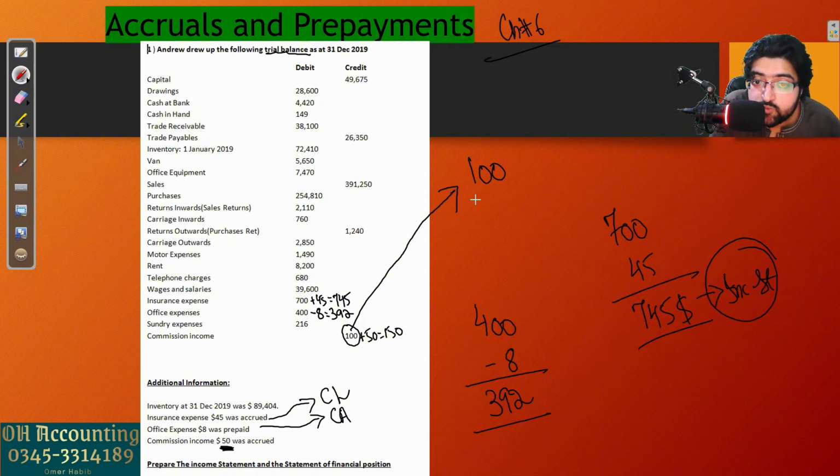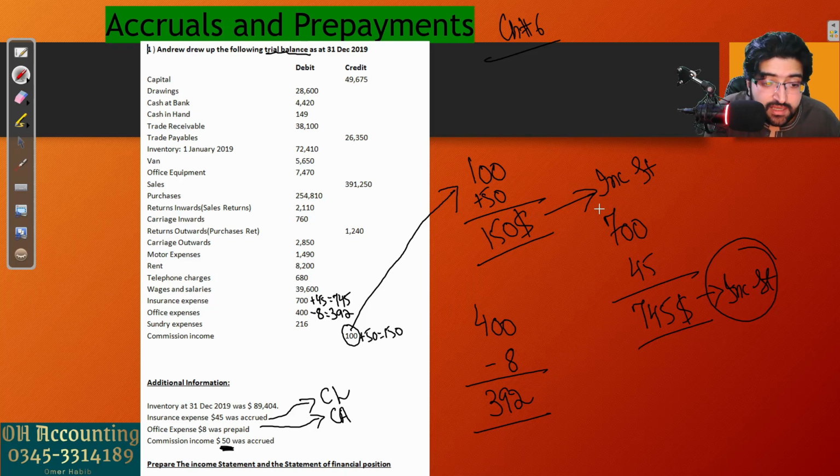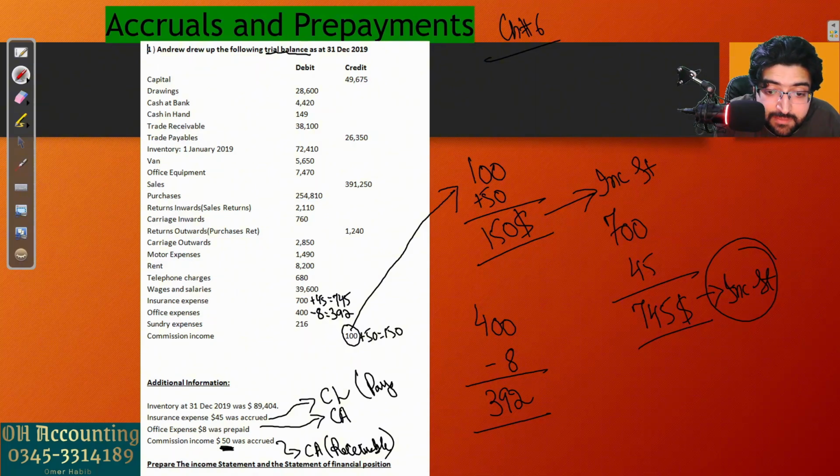In reality, what's my income? What's my commission income for the current year? It's $150, not $100. So in the income statement, I have to show this as 150, the actual income of the year, right? And then it is an accrued income. And accrued income is always a current asset because you are supposed to receive the money. It's a receivable, right? And why is accrued expenses a current liability? Because you're supposed to pay. It's a payable.